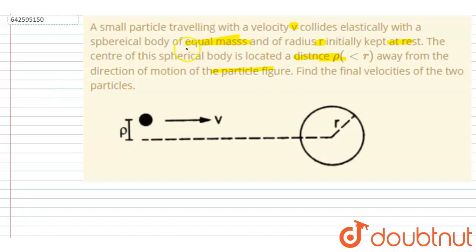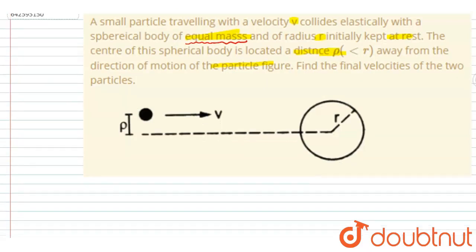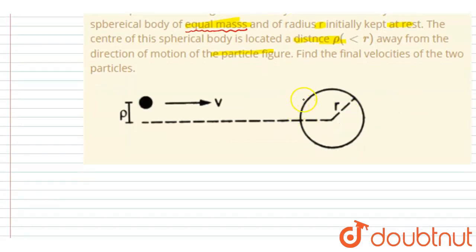So the thing is, they are of equal mass and they are colliding elastically, right? So when this particle collides with this spherical body, it will collide at this position, and if you see, the line of impact will be along this. So this will be an oblique collision, right?